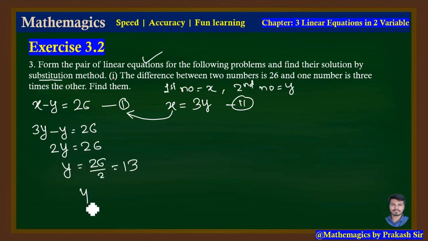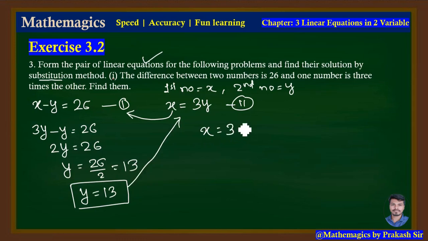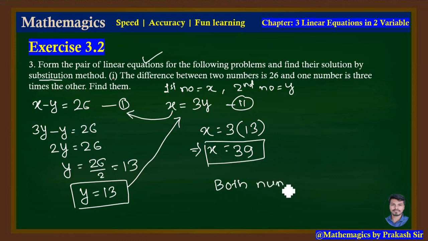So dear friends, we got y is equal to 13. This value again we are going to put in the second equation, that is x is equal to 3 into y, and the y value is equal to 13. Finally, dear friends, x is equal to 3 times 13, that is 39. We got the value of x also. So the question is saying find them. So both numbers are, first one is 39 and second one is 13. Finally, we have got the answer. Now we are moving forward to the next question, question number 4.